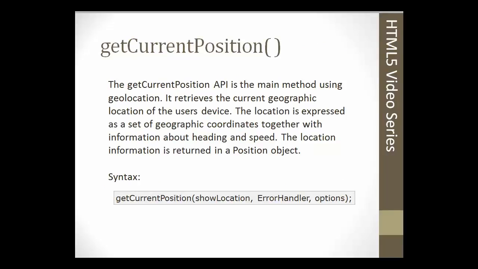So now we'll start looking at the geolocation code and APIs. The getCurrentPosition method is the main API, and if successful, it will return a position object. The latitude, longitude, and accuracy properties are always returned. And down here we have the syntax. We have the getCurrentPosition method, and it takes 3 parameters: the show location, which is mandatory, and then the error handler and the options are optional. I will discuss this more when we actually do some coding.